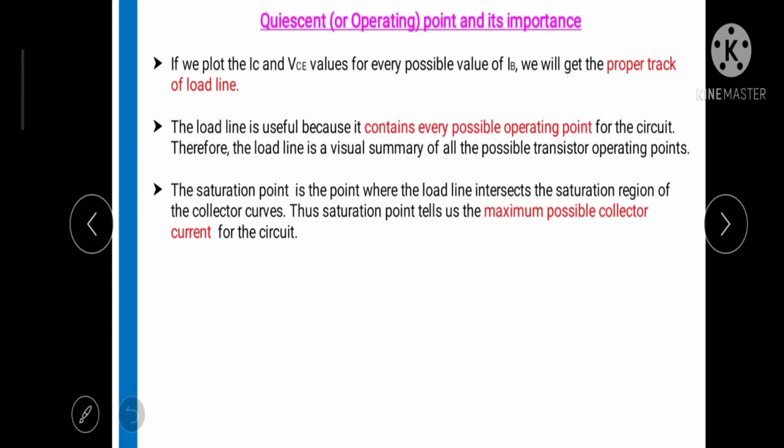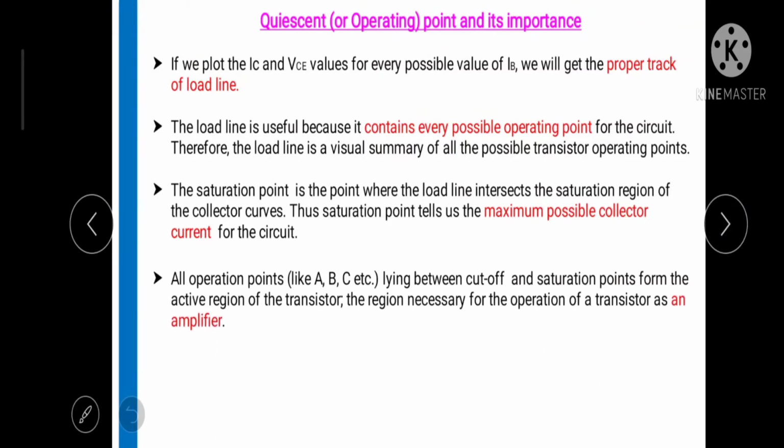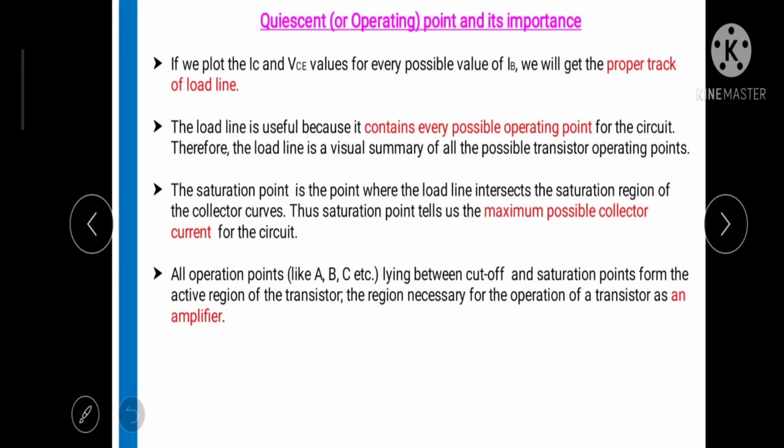The saturation point is the point where the load line intersects the saturation region of the collector curves. Thus, the saturation point tells us the maximum possible collector current for the circuit. All operating points like point A, point B, point C lying between the cutoff and saturation points form the active region of the transistor, the region necessary for the operation of a transistor as an amplifier.